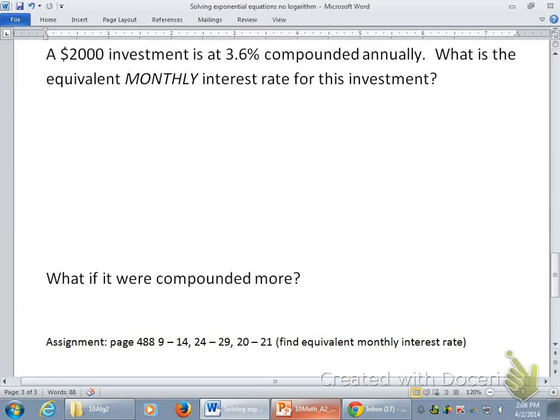Okay, we're going to take this. This is what's called the APR. Okay, it's called the annual percentage rate. So if you're unfamiliar with that, you want to get that down. That's the annual percentage rate, but we don't want the annual. We want to change it to a monthly rate.